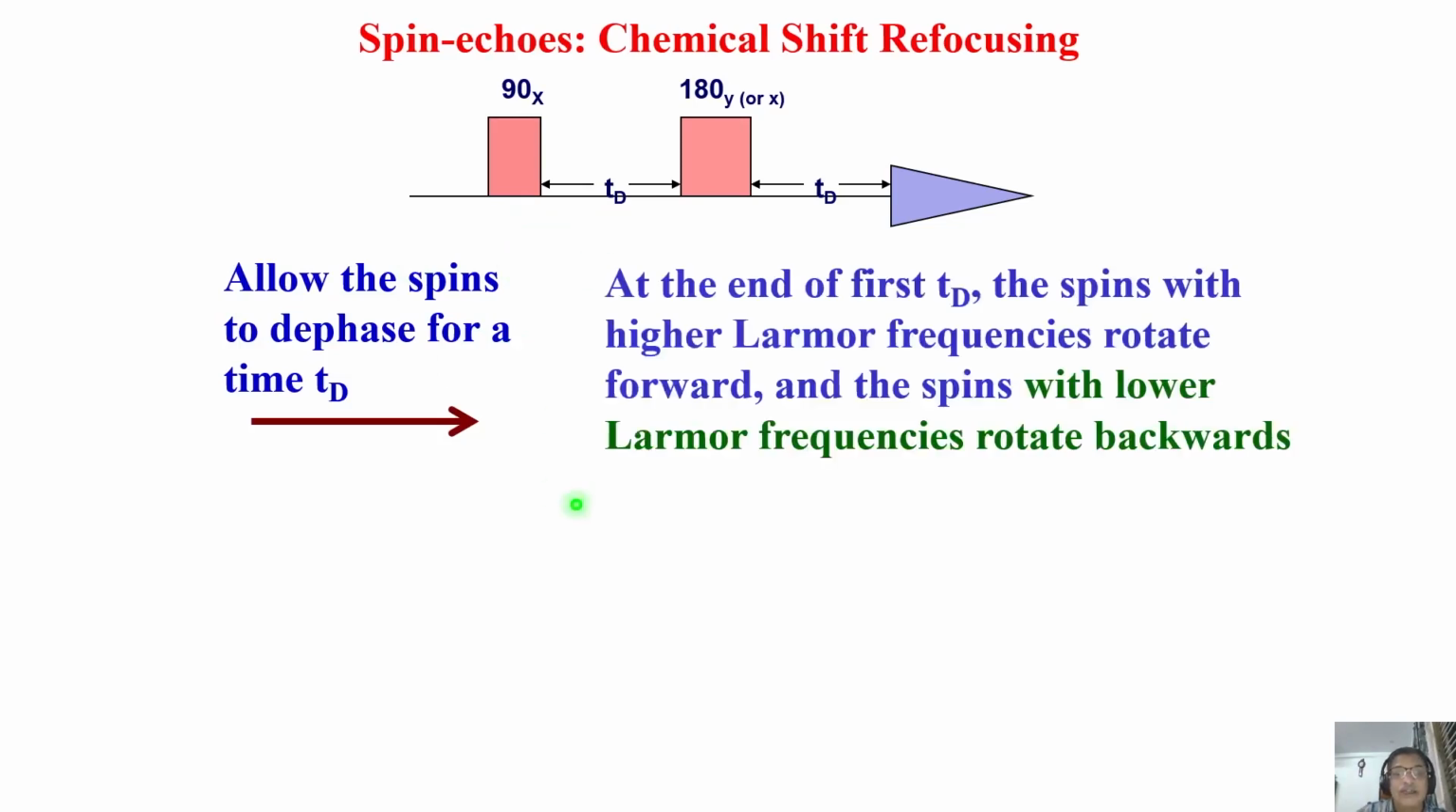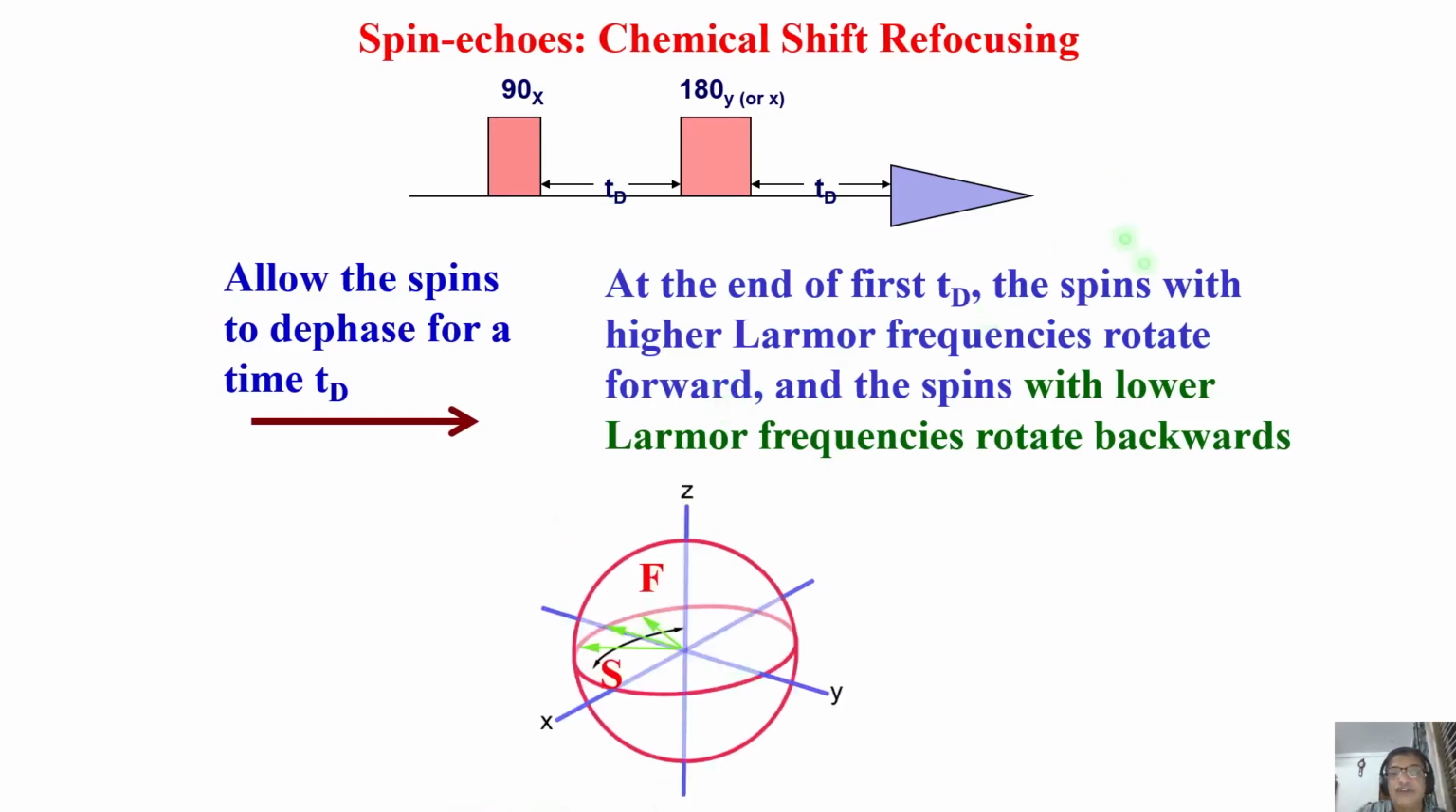How do they dephase? They start moving like this. At the end of the first TD, the spins with higher frequency rotate forward, and lower frequency rotate backwards. You remember, with respect to the rotating frame of reference, initially the entire magnetization is along this axis, all the nuclear magnetic moments. Now, when they start dephasing, some will start moving like this, some like this. With respect to the on-resonance frequency, this is our carrier offset, let us say. The vectors in this direction start moving like this, and the vectors here start moving like this. This is called a fast moving component. This is called a slow moving component.